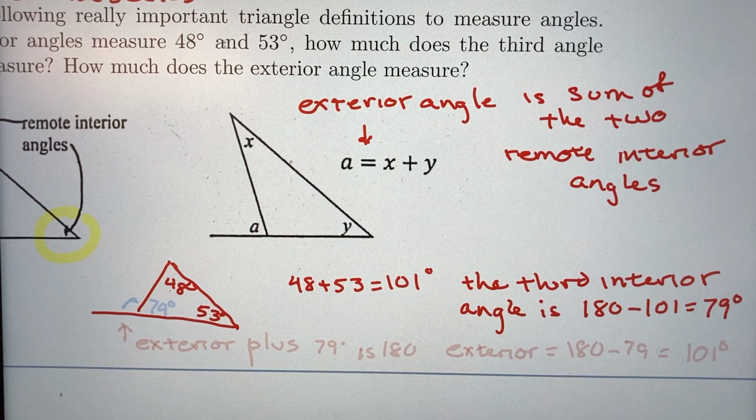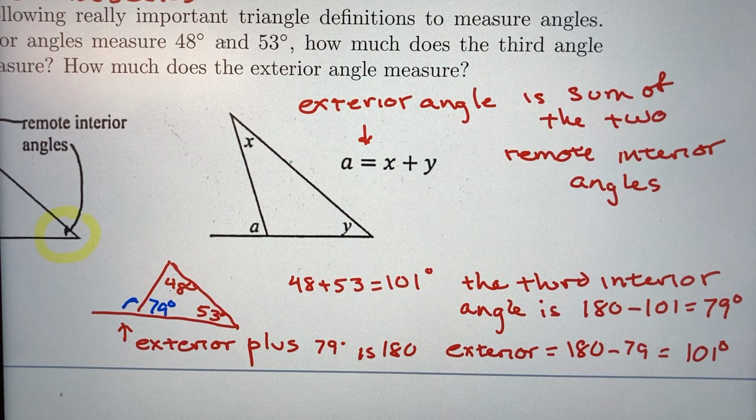So then, let me color that blue, 79 degrees. Then this angle on the outside, angle A, the exterior angle, plus the 79 is 180. So the exterior angle is 180 minus 79. We're back to 101 degrees, which is the sum of the two interior angles.